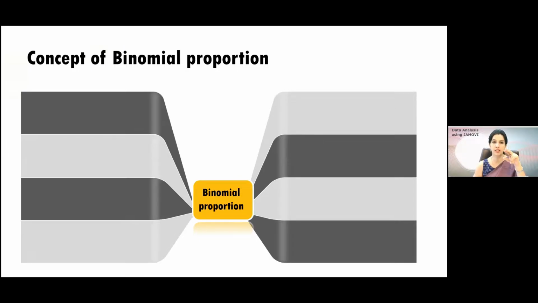Binomial proportion means it should have two proportions, present or absent. Like I have recruited 50 males and 50 females. But again, I said that you cannot have 50 couples and have all females in one group and all males in the other group. Then I am violating the assumptions of, which assumption am I violating? Can anyone tell? Independence of observation. Yes, independence of observation, because they are related to each other. So I cannot do that.